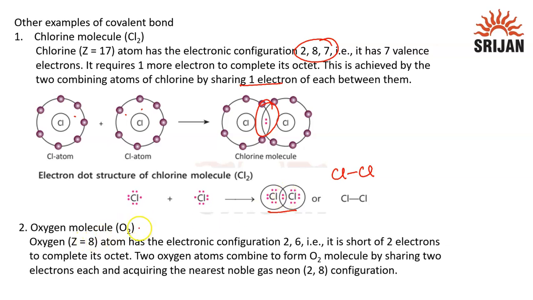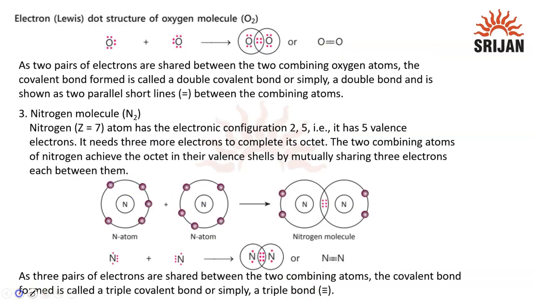Now in the oxygen molecule, oxygen has the configuration 2, 6. Now it is short of 2 electrons to complete its octet. So the two oxygen atoms combine to form the O2 molecule by sharing 2 electrons, and they will acquire the nearest noble gas configuration, that is neon. Here we can see that two pairs of electrons are shared. When two pairs of electrons are shared, we call this bond a double covalent bond or a double bond. It is shown by two parallel lines.